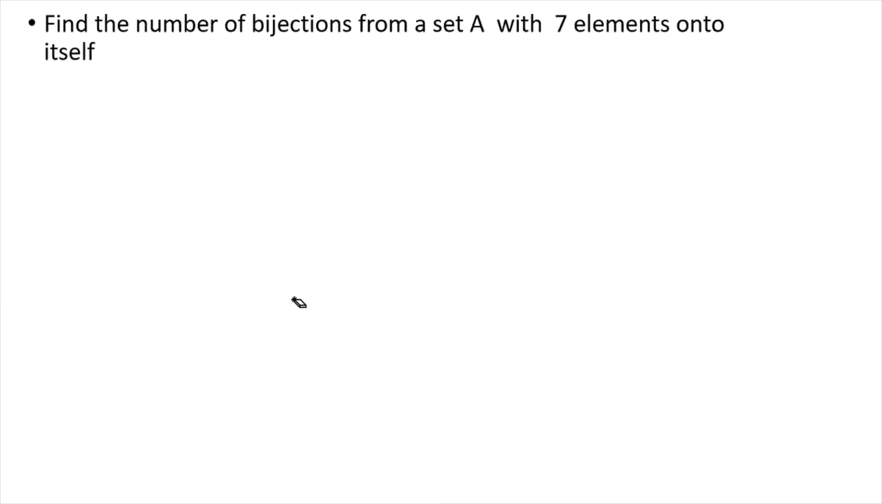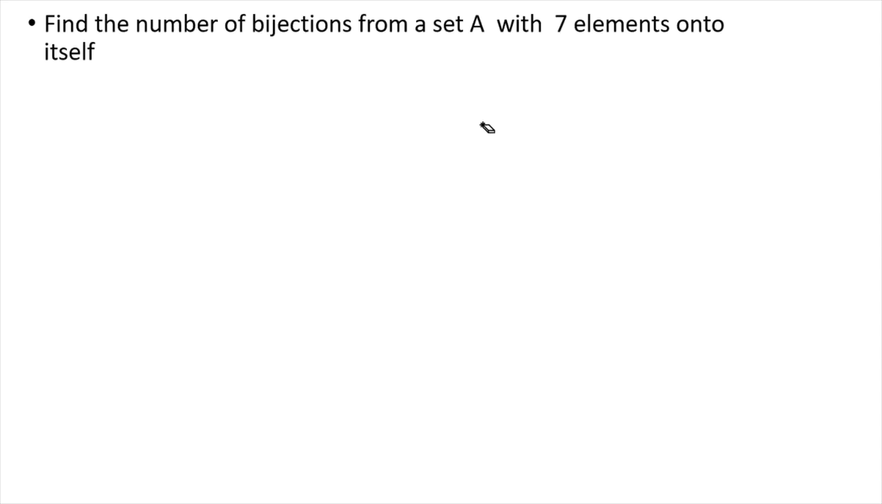Okay. So let us move on to the next question. The next question is like this. Find the number of bijections from a set A containing 7 elements onto itself. I don't know why they have asked this question in 5B. This question may have been asked in 5A itself. Anyway, first let us try to answer the question.